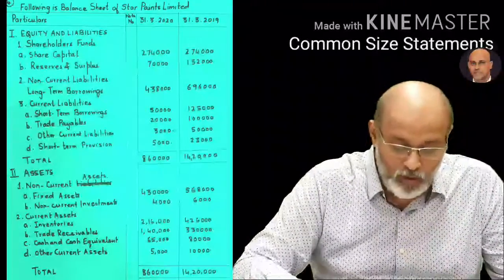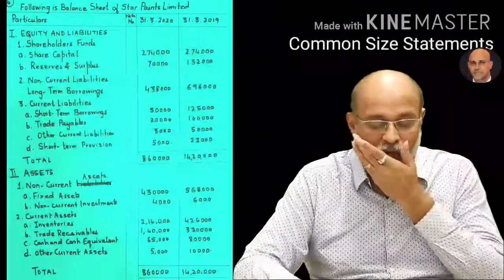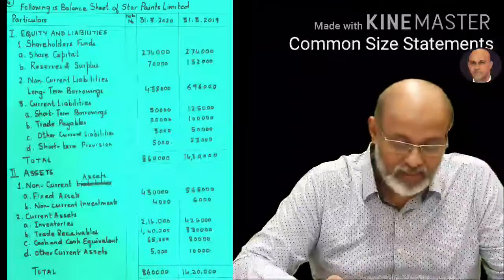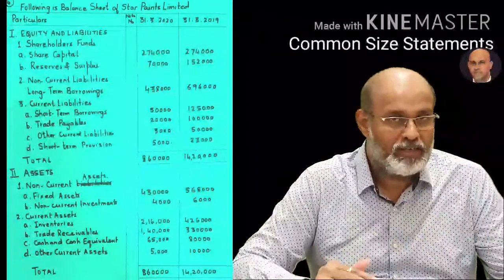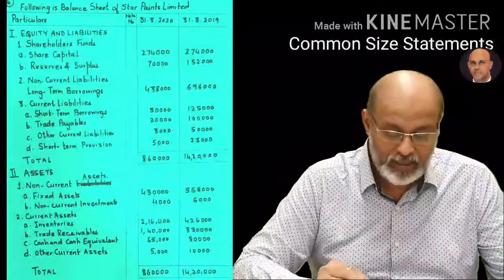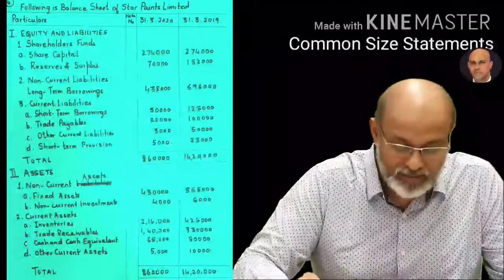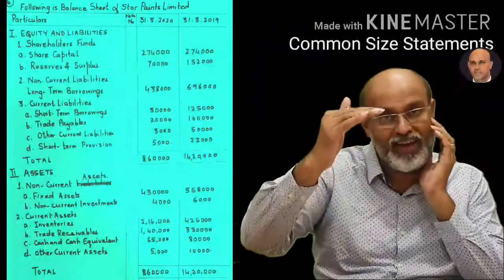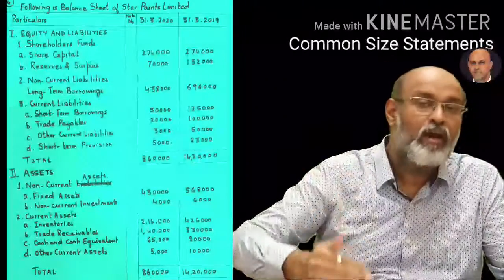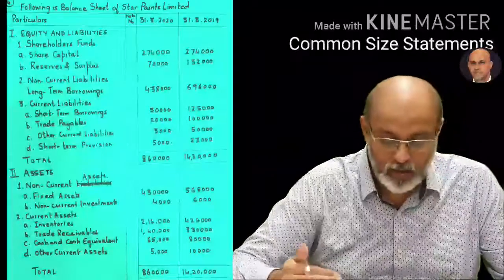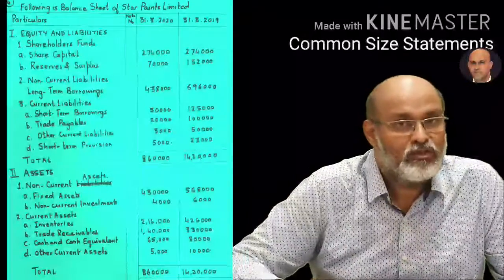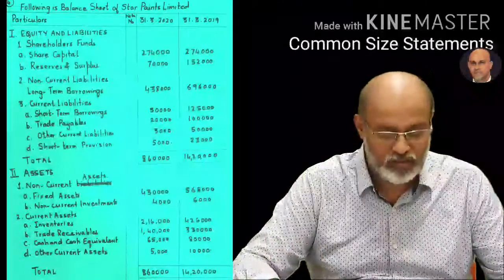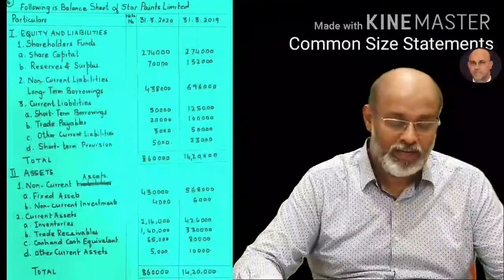Let us take the first figure. Your share capital of 2019 is 2,74,000, while your total liabilities, that is your equity plus liabilities, is 14,20,000. So 2,74,000 divided by 14,20,000 multiplied by 100 will give you 19.3%, or 19.30. So that is your share capital.